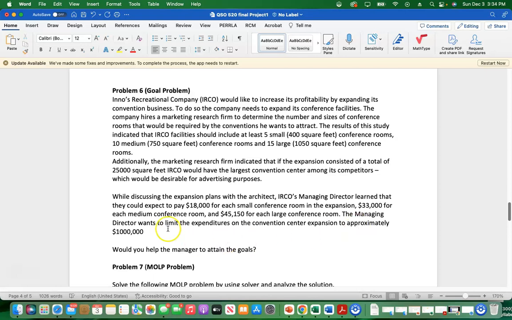The managing director wants to limit expenditures on the convention center expansion to approximately $1 million. Will you help the manager to attain the goals? So that is the problem. And as I have said, this is goal programming. So why is it a goal programming problem?